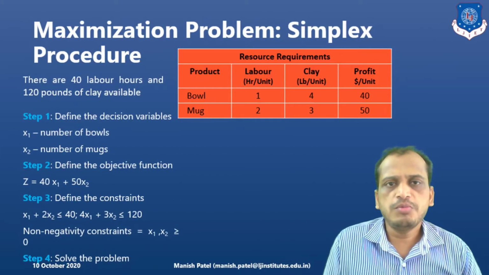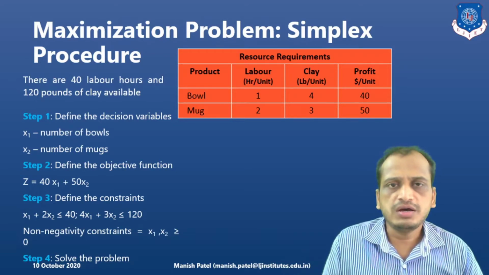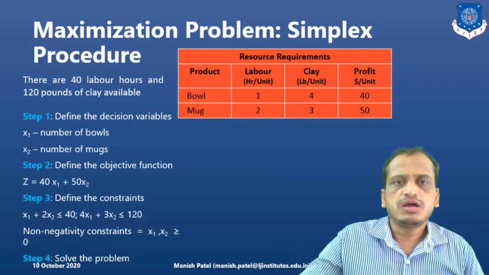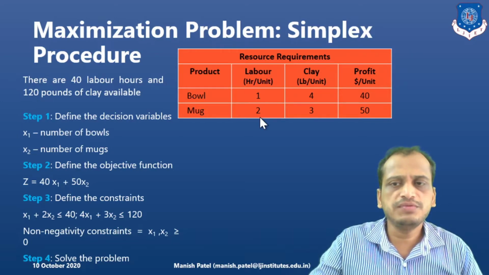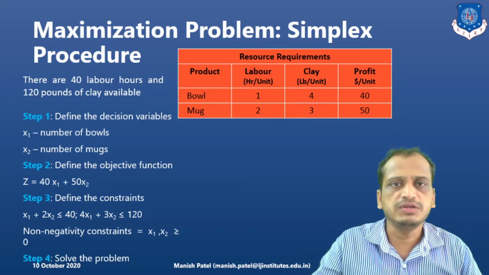Now here is a problem of maximization for the linear programming. There are 40 labor hours and 120 pounds of clay available for a company. Right? Those are the constraints. And the company is manufacturing bowl and mug. The labor units, hour per unit is also given, and the clay available per unit is also given. The profit realized from each unit of bowl and mug is 40 and 50 respectively.